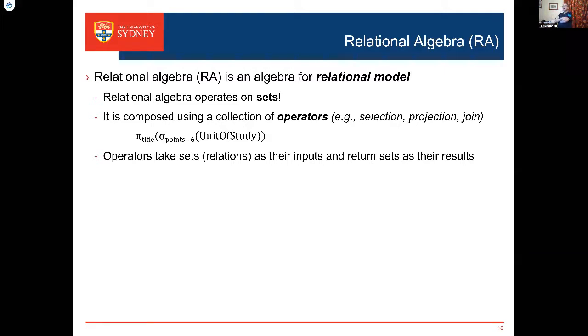So, relational algebra. It works on relations. Relations are sets, so it's very set-based, and it's very functional. If any of you have done functional programming, it's functional. The operator takes a set, does something to it, and returns a set. That can then be used as the input into another operator. So here, unit of study is our initial set, that gets worked on by the selection operator, that returns a set, that gets worked on by the pi operator. Pretty straightforward. You ignore the Greek.